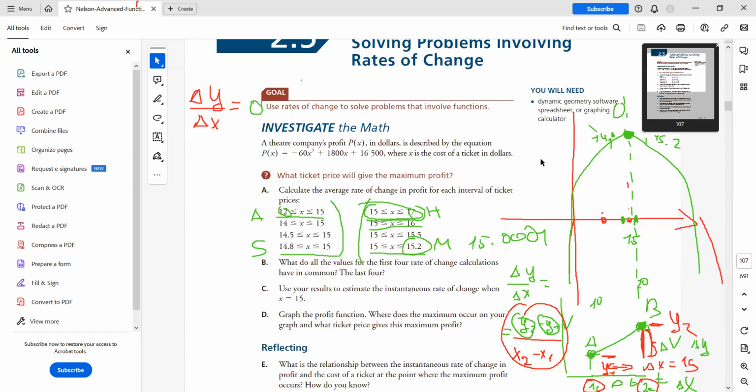So now we know, first, a function has a maximum value, a local maximum, when its rate of change equals 0, if we are talking about polynomial functions and quadratic functions.